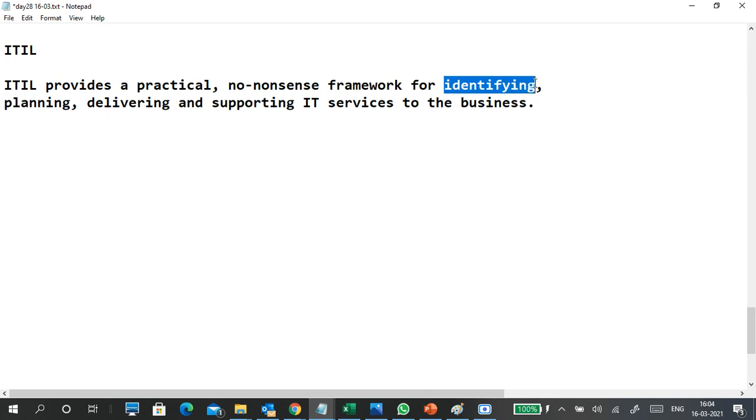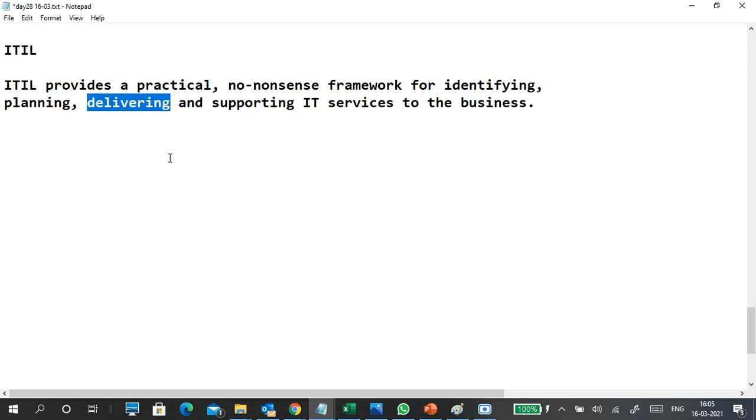First, identify the business, then plan for the business. Planning is required. Based on my investment plan, how much can I deliver? How much room size do I have to take, how many customers am I expecting, and how do I design this? Based on that, we have to go for planning.